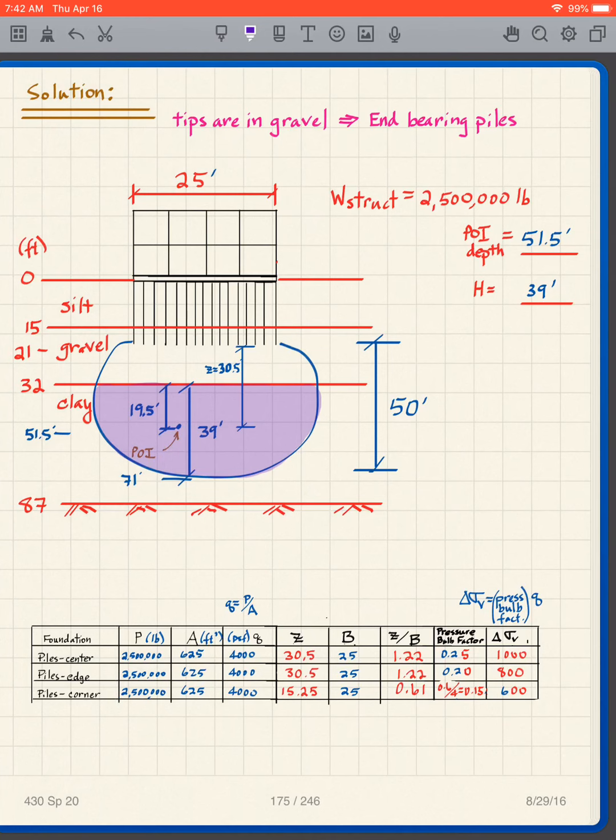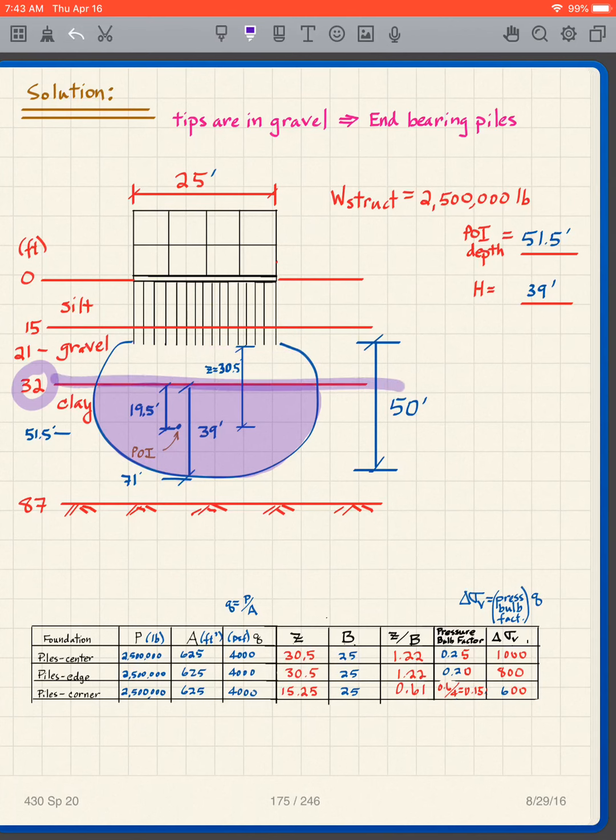Okay, so again, what we find is we draw the pressure bulb, which is 2B, so the B is 25 feet. That means that from the pile tips, we go down 50 feet. So the bottom of the pressure bulb is 21 plus 50 gives us 71 feet. So that's the bottom of the pressure bulb. And the other point we're interested in is the top of the clay, which is 32 feet.